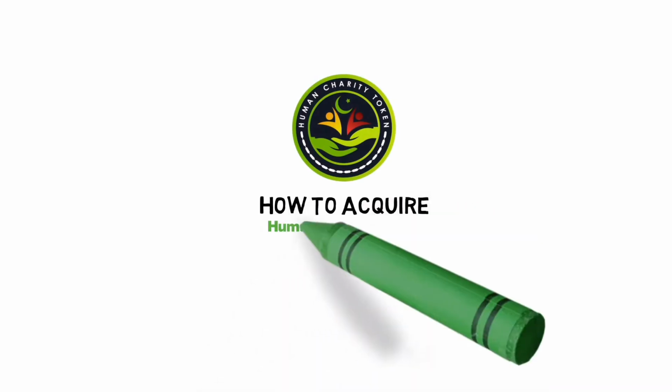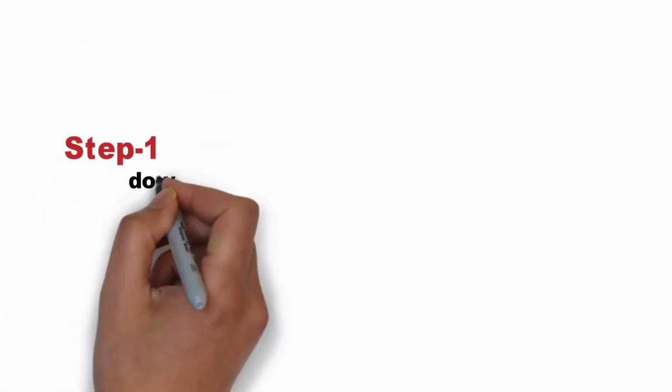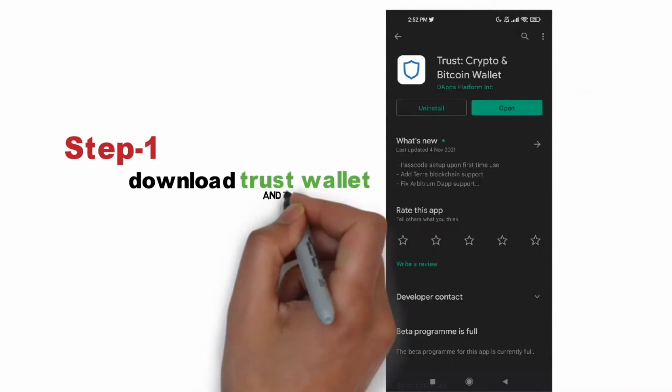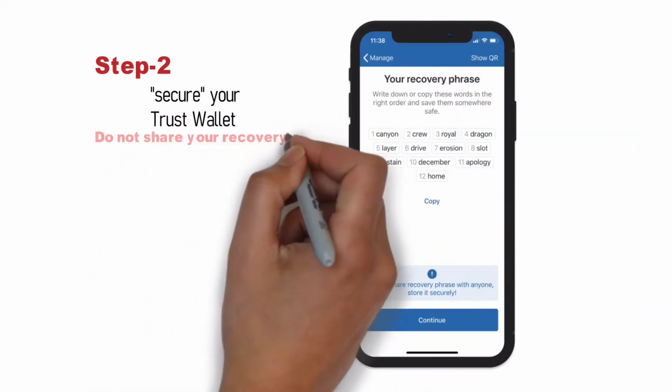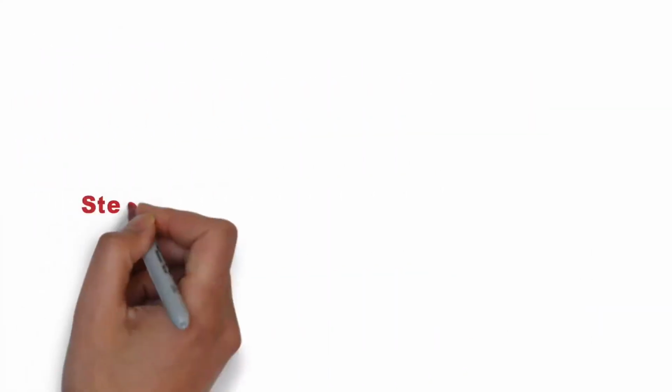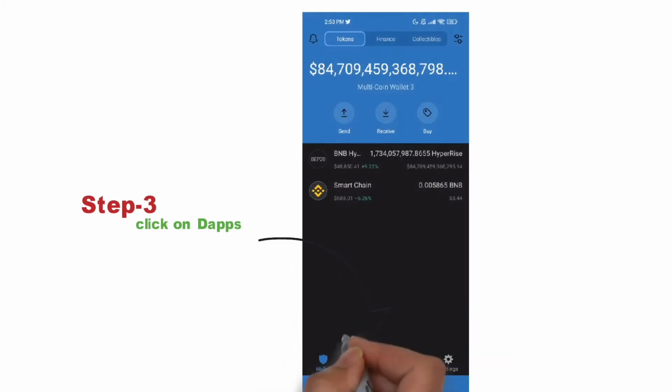How to acquire Human Charity Token. Download Trust Wallet, and then click on Open. Secure your Trust Wallet. Do not share your recovery phrase. Click on DApps.